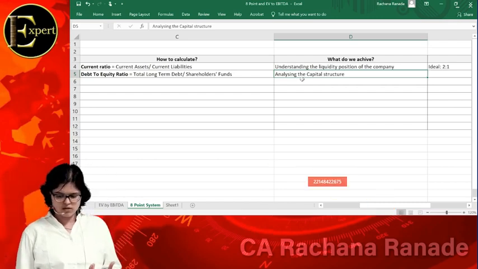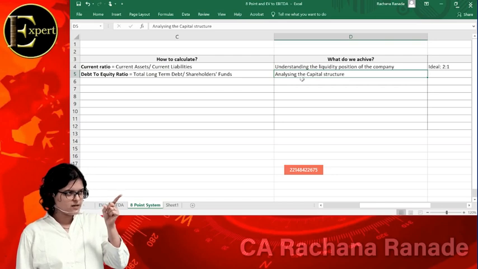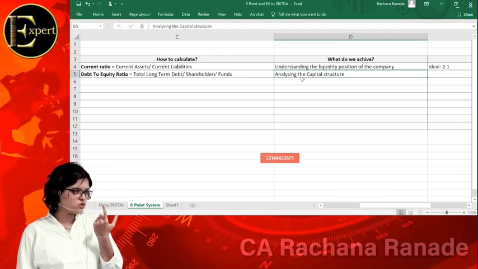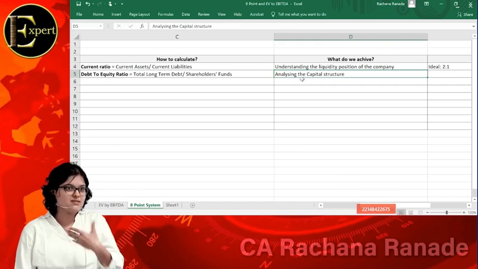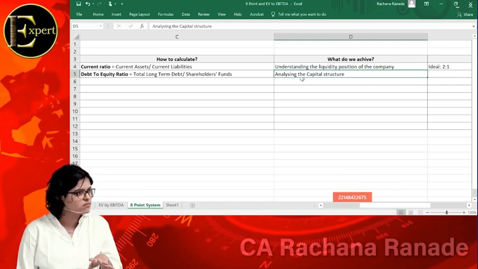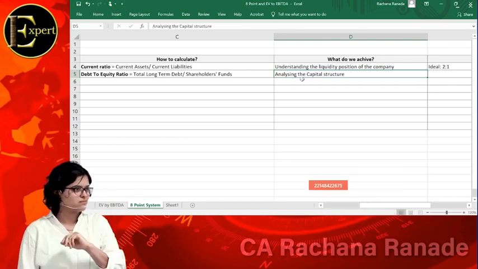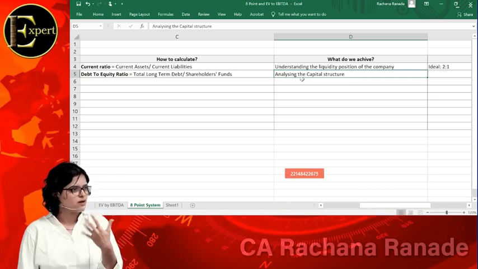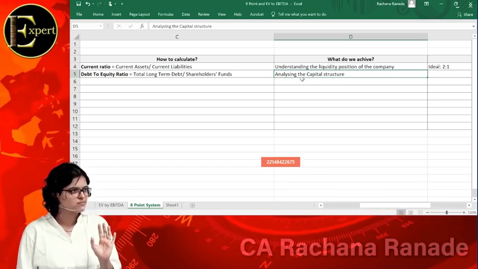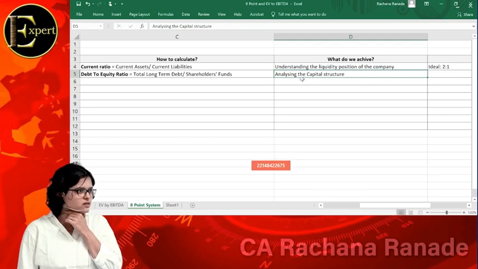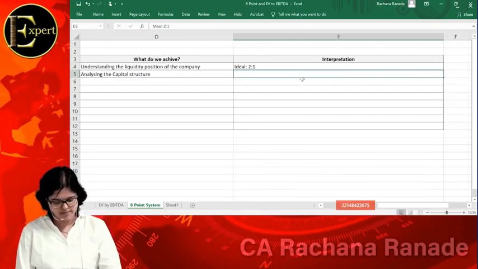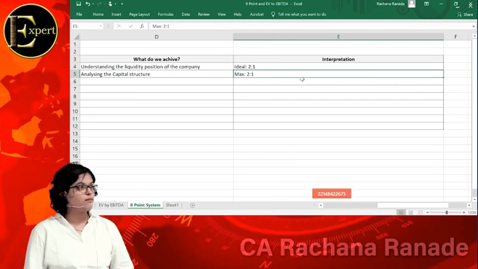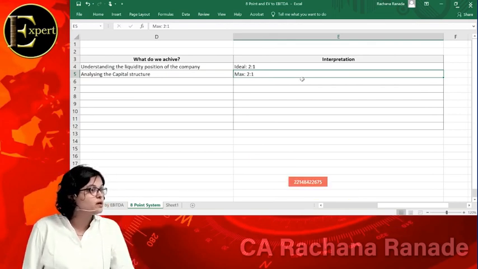Solvency means, like he said, is there any danger in future or not? Will the company remain solvent or not? If they have excessive debt, will they remain solvent? They will become insolvent, on the verge of collapse. And the last one, again, maximum debt to equity ratio should be 2:1.